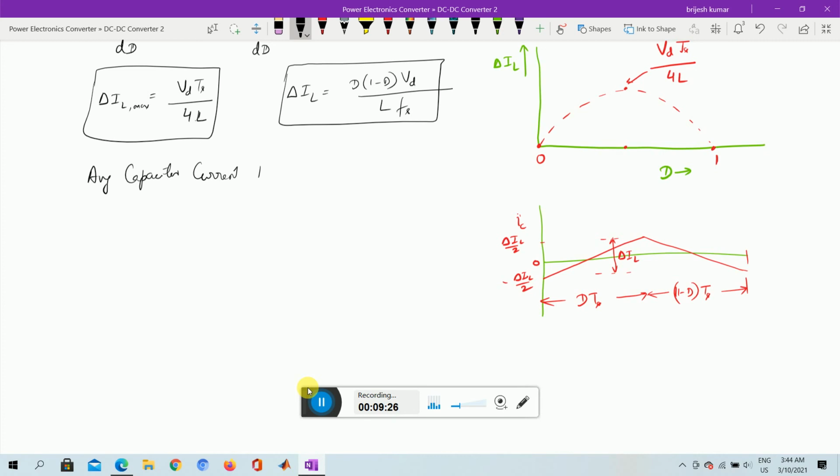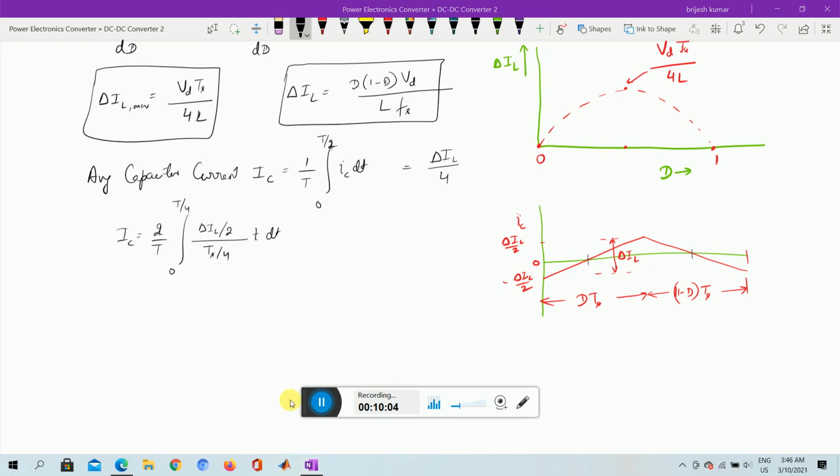We can write here IC equals 1 by T, integral from 0 to T by 2, because half the cycle it is on, of IC dt. Or, as this is just a triangle, we can write the answer directly as del IL by 4. So let us evaluate and try to see it from this integration.